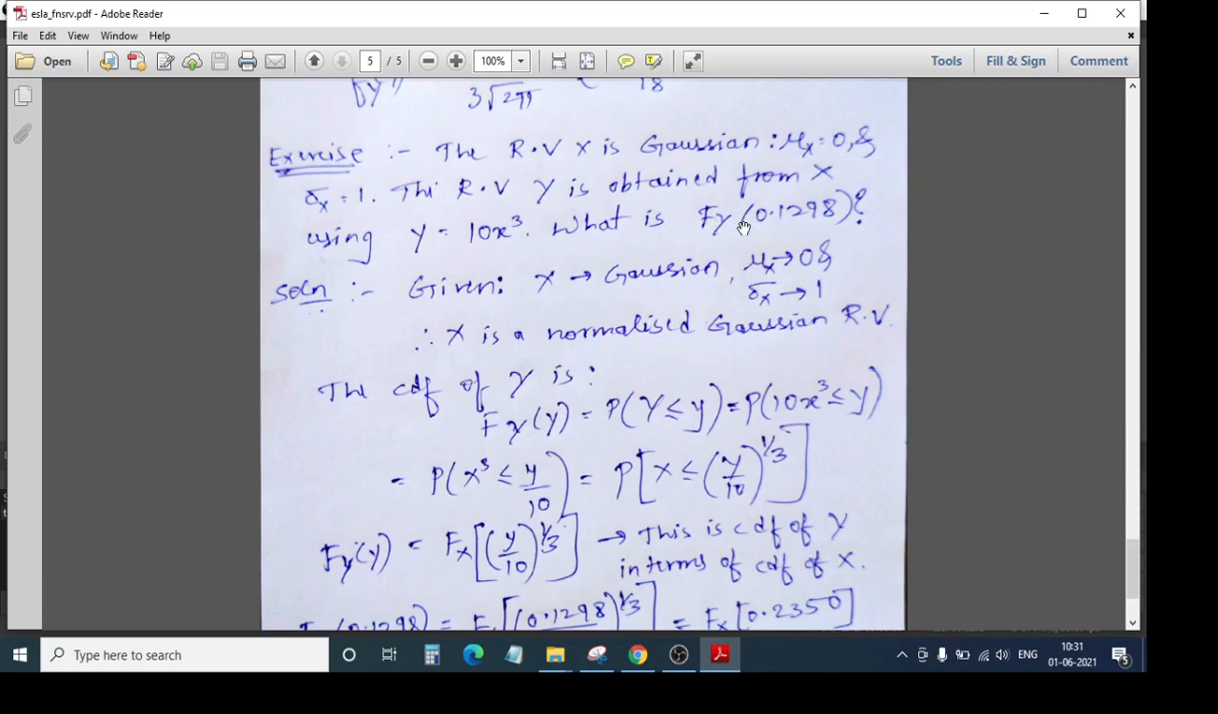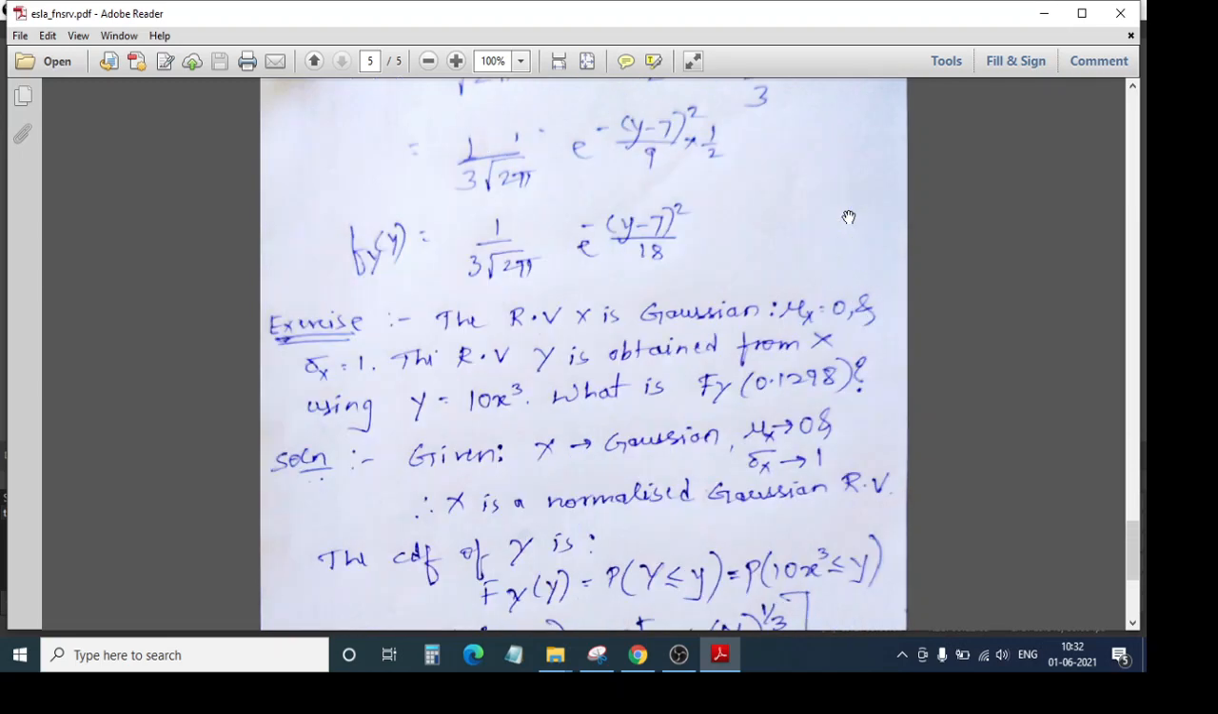What is F_Y of 0.1298? So this is the question. If you analyze the question, again it's a Gaussian random variable whose mean is 0 and variance is 1. So it becomes a normalized Gaussian random variable. He has also given the relation y is equal to 10x cube, and he has just asked us to find F_Y of 0.1298. So friends, this is slightly different from the previous problem.